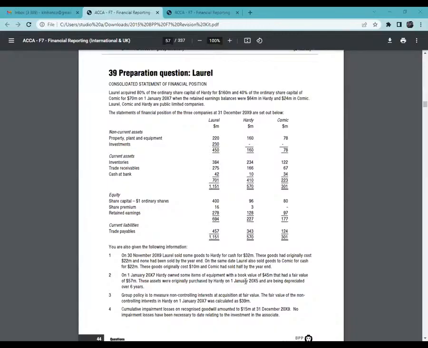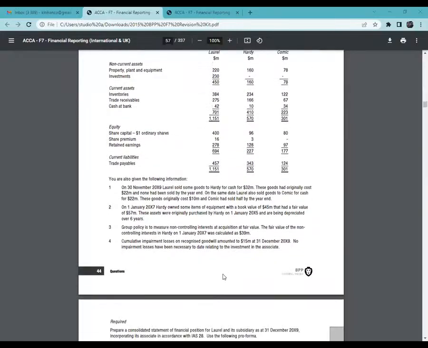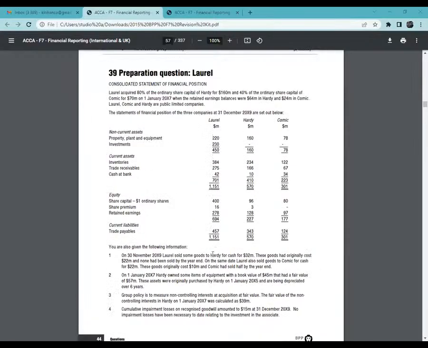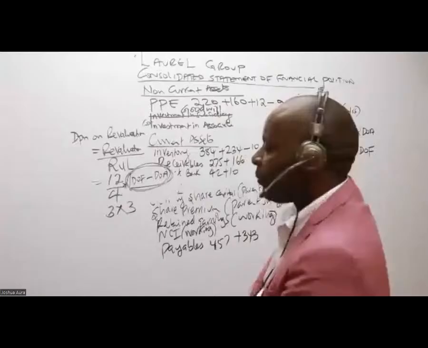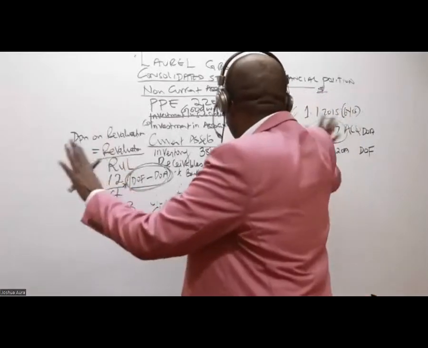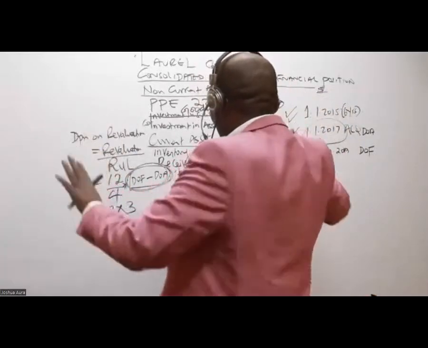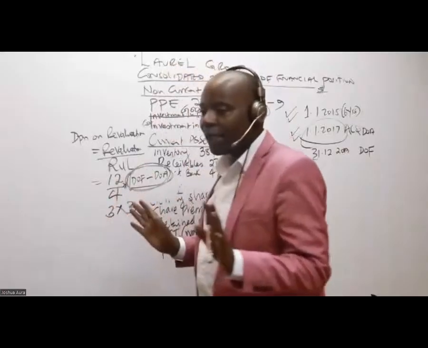So then allow me to go to the next sentence, note number 3. Note number 3, they're telling me group policy is to measure NCI. I'll be doing this later. Cumulative impairment losses on recognized goodwill amounted to that. I'll also be capturing this later. Now, ladies and gentlemen, it is after I've done this that I will start my other workings. After I've done this, don't do anything yet. But after I've reached here, now I can go ahead and do the other workings.